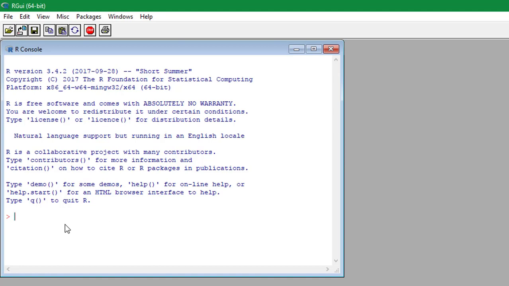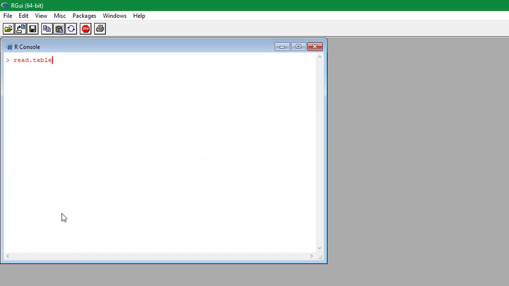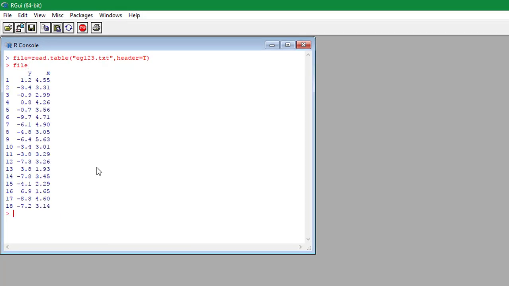So here we have R. I have a data set already, so I'm just going to load in the data set. Let's call it file, equal to read.table. So let's have a look at our data set, and our data set looks something like that.